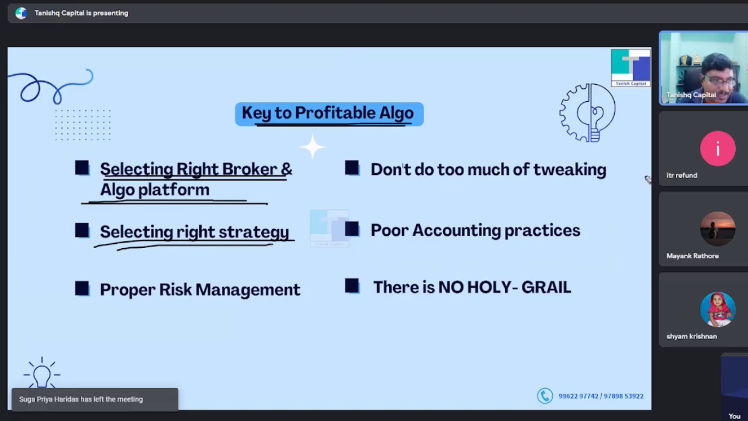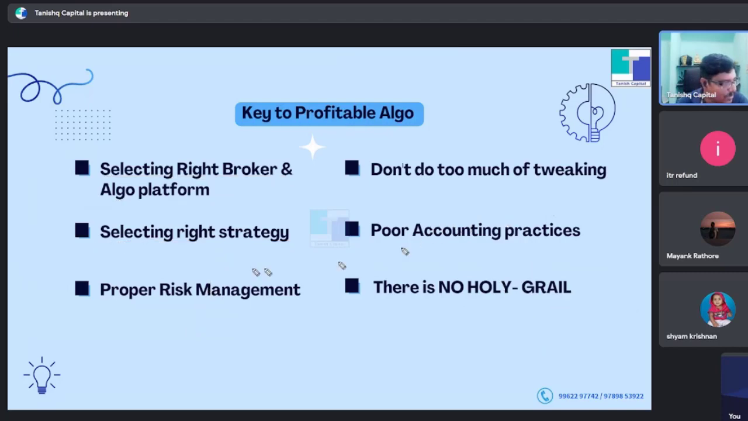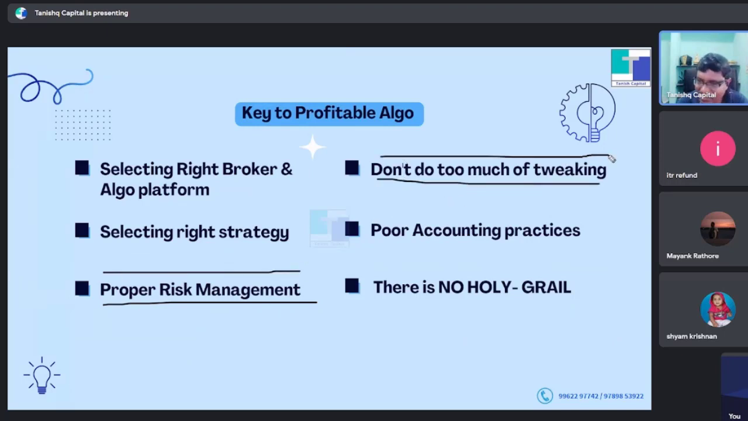For the range bound and for the trending move, and for the W, for the M or V, double V, something like that, right? Market can be anything. So, and then proper risk management. You should have proper risk management, and then don't tweak. If you have 4 strategies, okay, but this strategy is not going well now. So after looking at the back test, don't tweak.